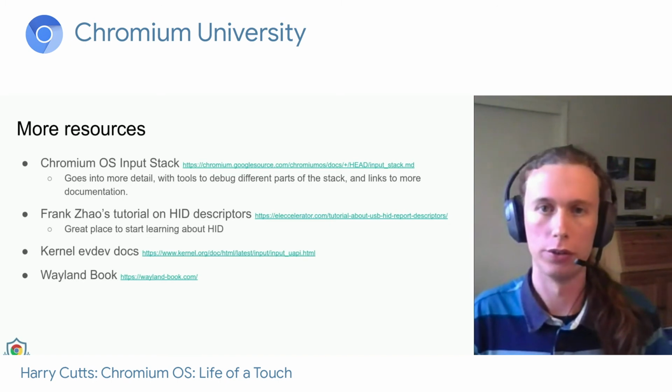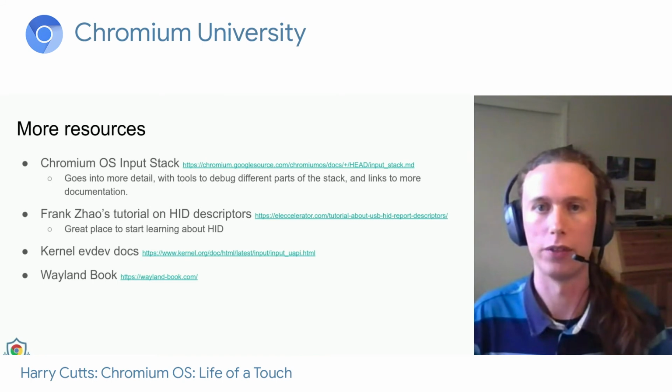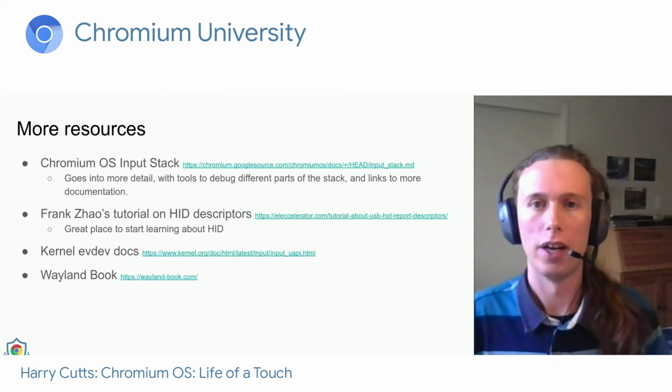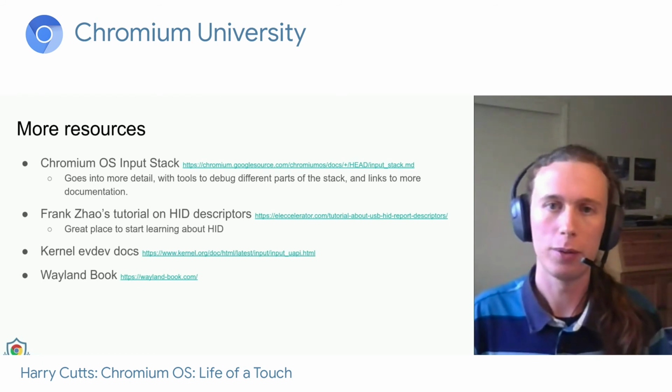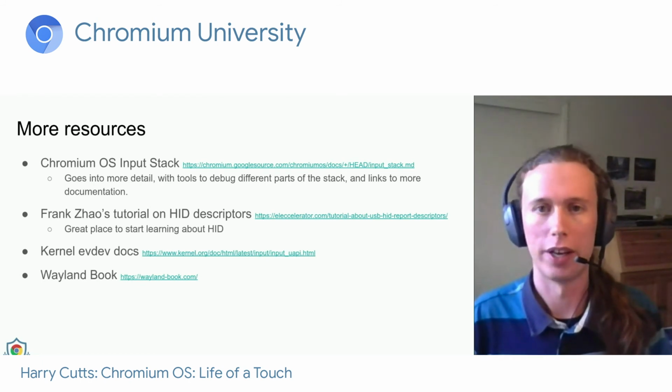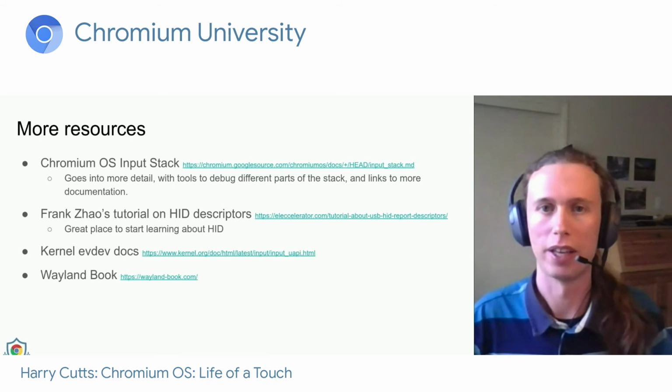There are a number of good resources for this, and you might not be able to click the links in this slide right now, but if you search for these titles, then they should be the top result. Partly, we have the input stack documentation for Chromium OS, which I based most of this talk on. That has a lot of the same content, but it goes into a lot more detail. And it also goes through a lot more tools for looking at various stages of the stack. So like EV tests, there's also a tool for viewing HID traffic as it goes into the kernel, and for looking at Wayland traffic in the VMs.